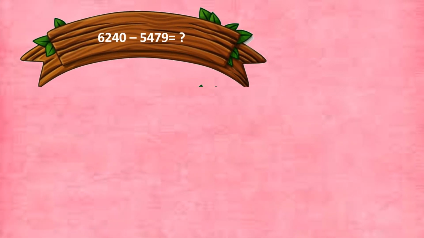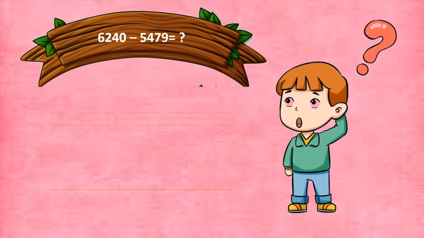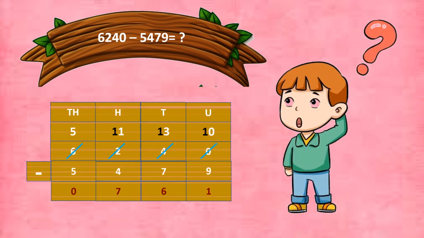Let's try subtracting 5479 from 6240. I'm sure it is easy. Let's give it a try. We begin with the units place. We all know we cannot subtract 9, which is a bigger number, from 0, and so we borrow 10 from the tens. And now we have 10 in the units place. So 10 minus 9 gives us 1.